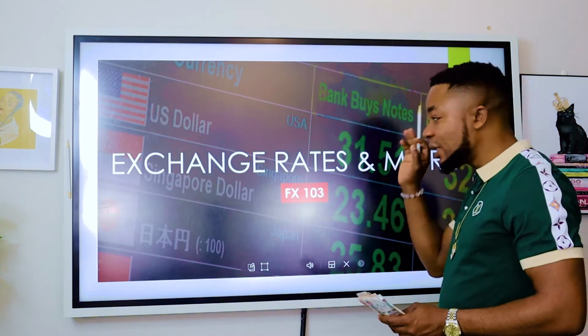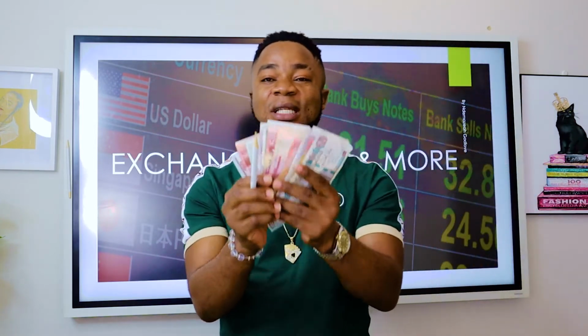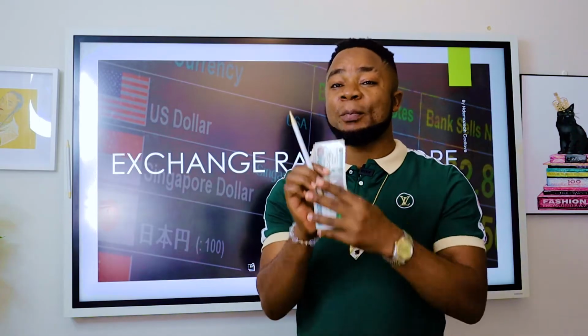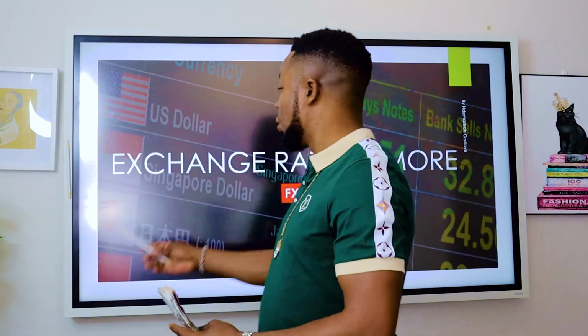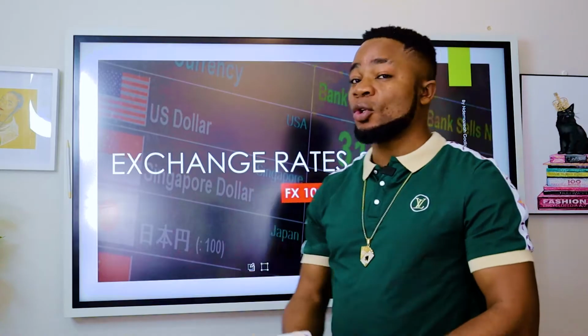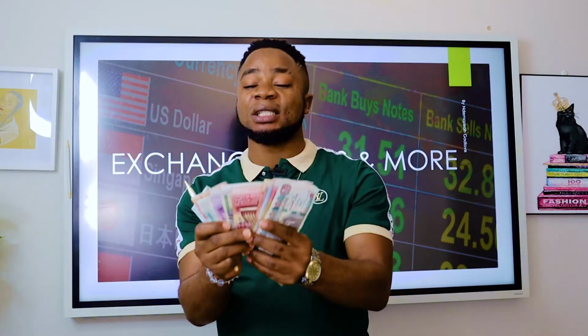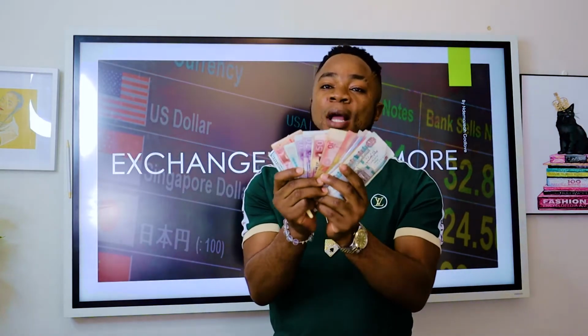Each of these particular currencies has something which is very unique, and it also supports the power of that particular economy, which is called the exchange rate. So today we shall be talking about the exchange rate and everything you need to know about the exchange rate when it comes to many currencies like this. All right.